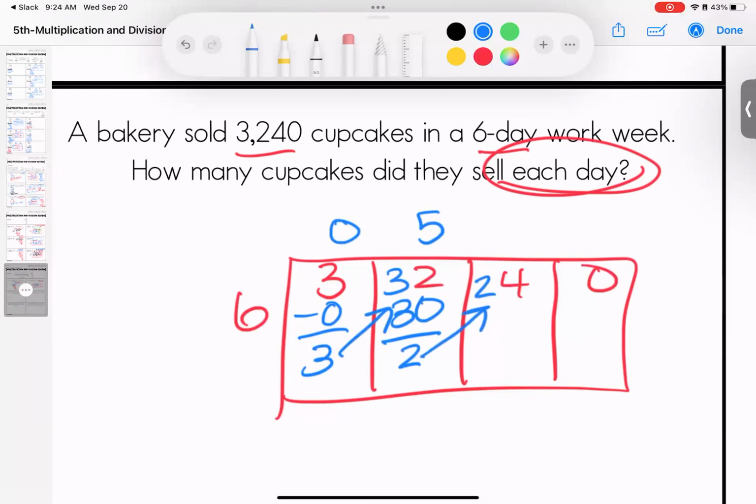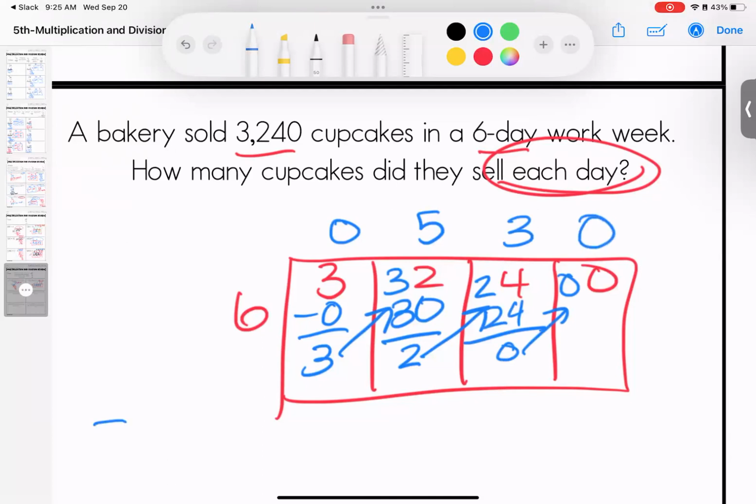Bring over your 2. 6 times 7 is going to be too big. 6 times 7 is 42. I want to do 6 times 3 is 18. 6 and 4, 24 on the nose. Bring over our 0. 6 goes into 0 times.